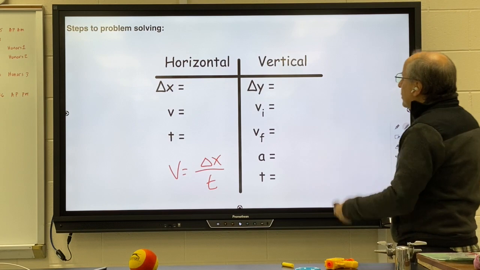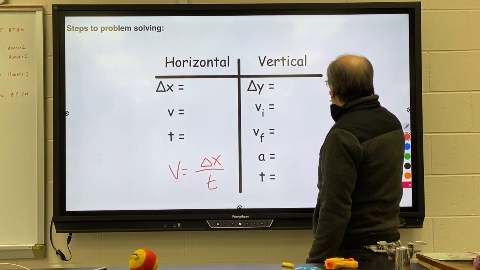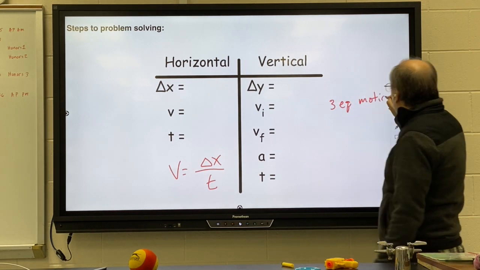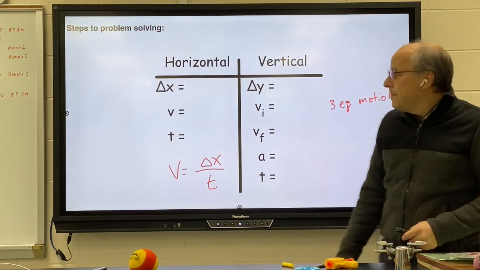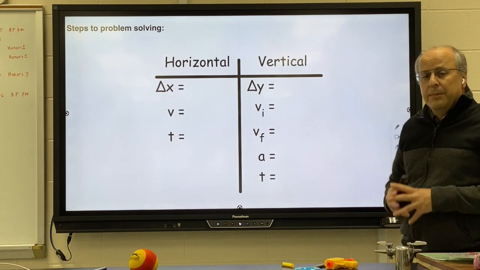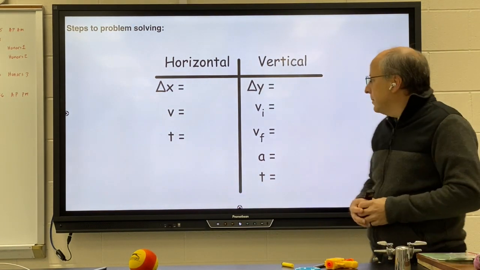On the vertical side, we have our 5 variables, so you have to use the 3 equations of motion that we've been using for all accelerated motion, okay? So this is how you're going to tackle a projectile problem. Break it up into 2 different parts.